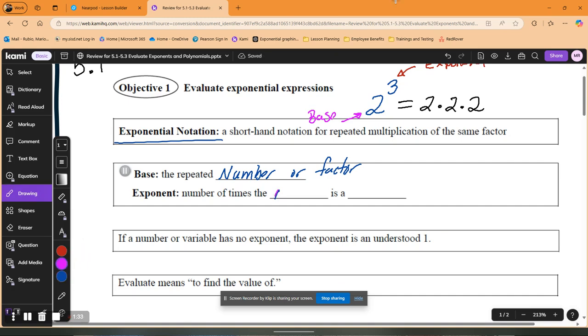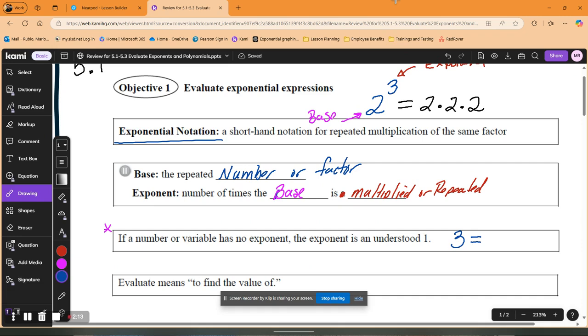Let me write it in purple so it matches. The base is multiplied or repeated. So like I said, that means that we repeat 2 3 times: 2 times 2 times 2. Another thing that we need to make note of is if a number or variable has no exponent, the exponent is understood to be 1. So an example would be like 3 raised to the power of 1.